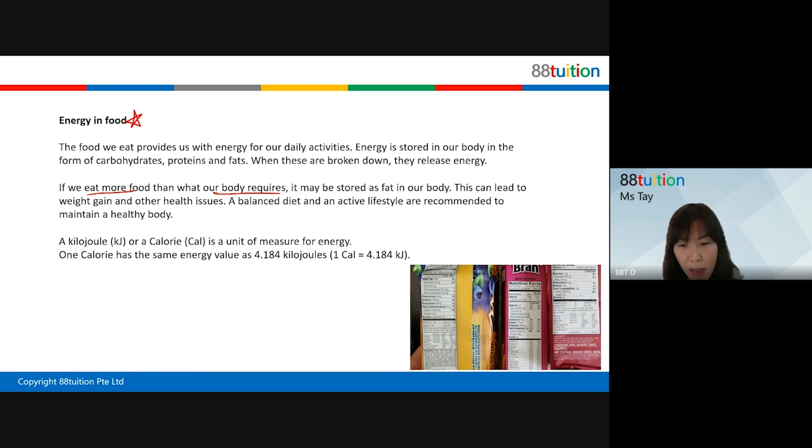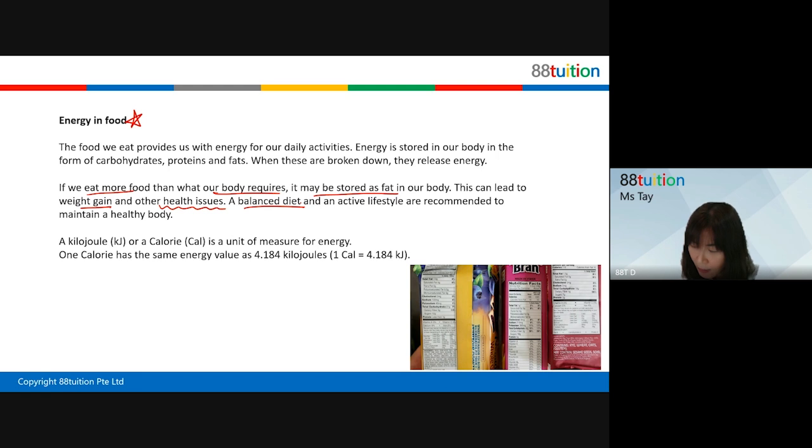I've seen many of my ex-students. They love eating so much. It's like they eat one pack of chicken rice, not enough. They have to eat another pack of maybe noodles. Then they have to eat maybe a McChicken, something like that. They can eat a lot in every meal. So they are always eating more than what their body requires. So what will happen is the excess will be stored as fats. This is going to lead to weight gain and bring about health issues.